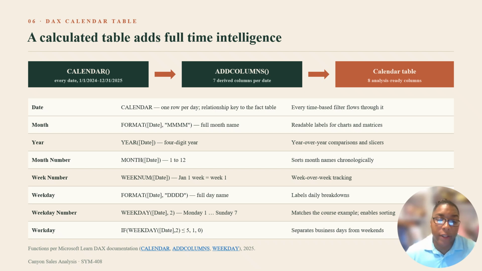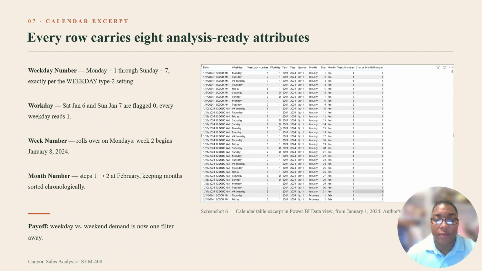And workday is a flag: 1 for Monday through Friday, 0 for weekend. The next slide shows that finished table. And here's that finished table. The table starts on January 1st, 2024. And notice a few things that prove the logic works.